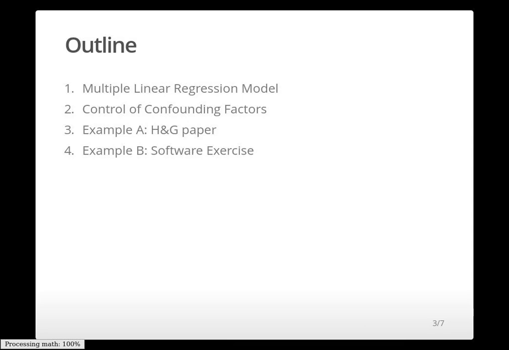We will first study the basics of the multiple linear regression model. Then, special attention is given to issues related to control of confounding factors, and finally we will go through some examples of linear regression results.